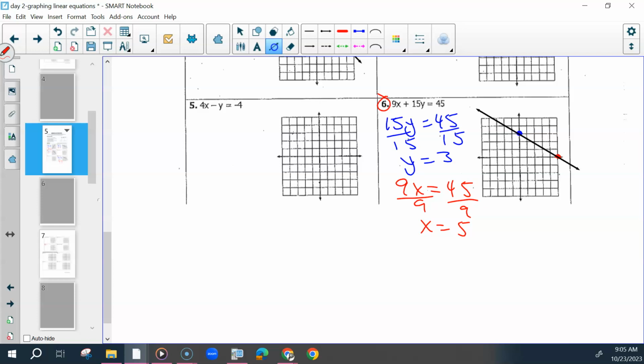So remember that the work part is showing me how you got those answers. How did you solve to graph these? Make sure you're showing that as well as the graph. Questions on 6 before we go to 9?